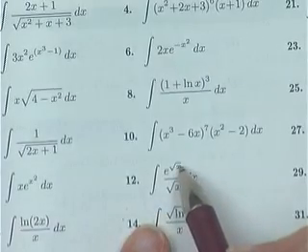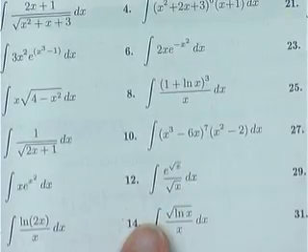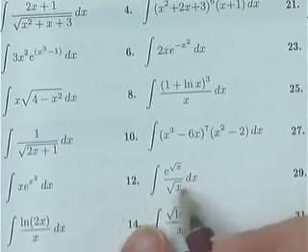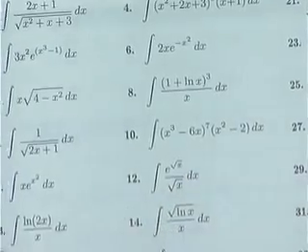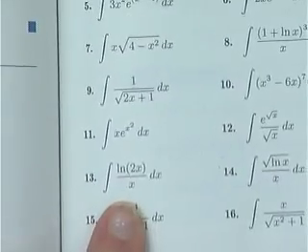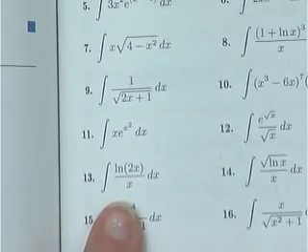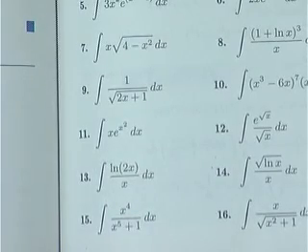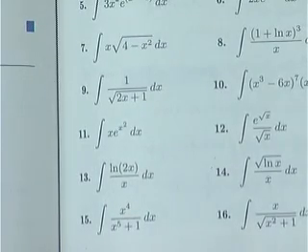E to the square root of x. What's the derivative of square root of x? Bring the 1/2 down, rewrite x to the negative 1/2. There's part of your derivative right there. Everybody see it? So that's an e to the u. All right, 13 is hard, maybe. Work number 13. You're looking for a function and you're looking for its derivative.